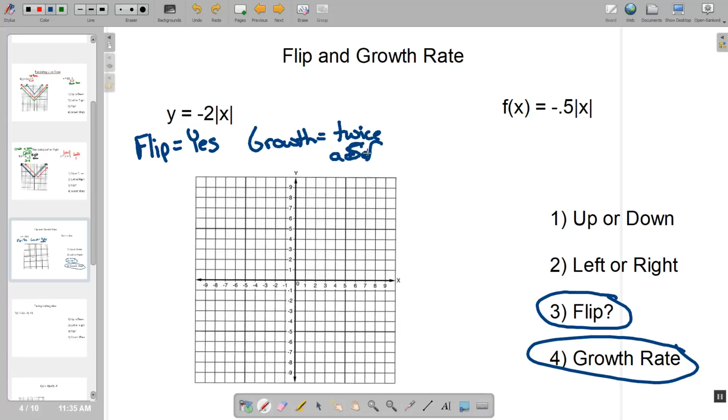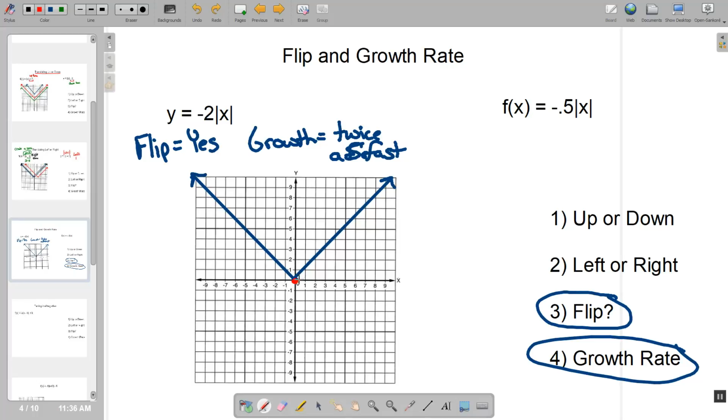And whoops, as fast. So this is what's a little bit tricky here, and it's very important. So let's graph the original function first. Now, most of the time, if you have a growth rate that's not 0, just make a table. But if you're ambitious, we know that the vertex is still at 0, 0. And we know it does flip, so we're going down.